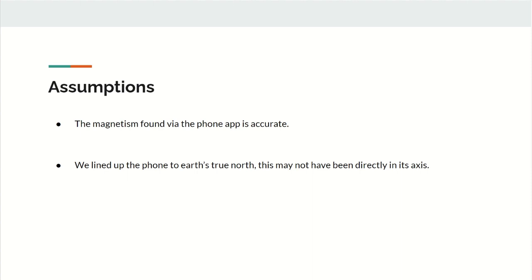Continuing, it's important to make some quality assumptions. We were able to make an assumption that the magnetism found within the phone app that I used for my magnetometer was actually correct. We likewise had to line up the phone to Earth's true north. This may not have been directly in the direction of true north, and that might have impacted our calculations for the strength. And you can see in the next slide I discuss what the impact of that might be.